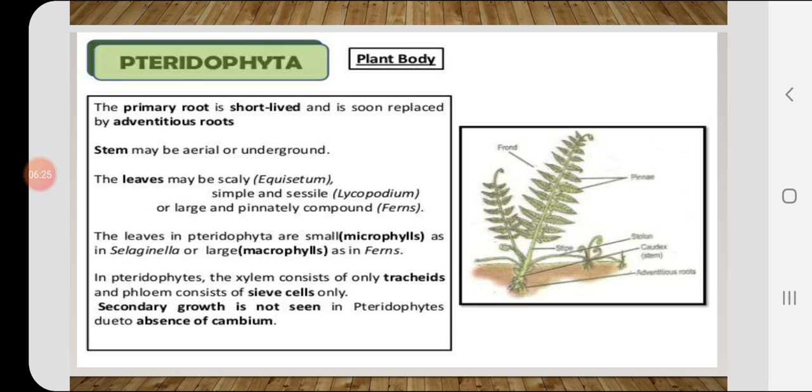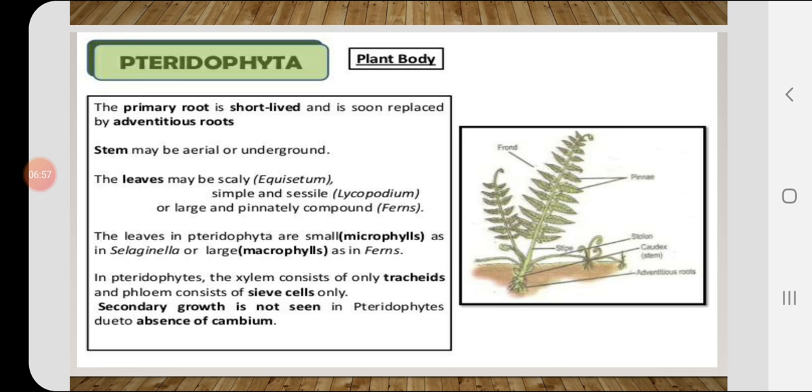Stem may be aerial or underground. In some species the stems may be aerial, that means they grow above the soil, and in some species they are underground, means they grow below the soil. Now coming on to the leaves. The leaves may be scaly, like in Equisetum, simple and sessile, example is Lycopodium, and in some plants the leaves are large and pinnately compound, an example for that is ferns.